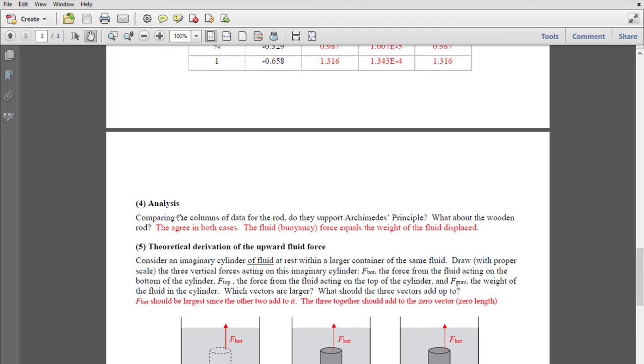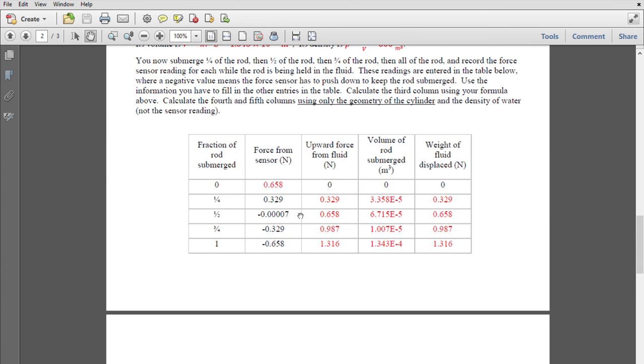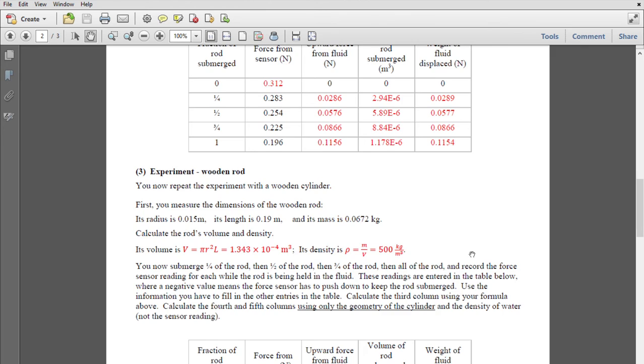Now, let's see. The next question is, in both of these cases, do they agree with Archimedes' principle, which is that the fluid force, or the buoyant force, is equal to the weight of the fluid displaced? We can check that directly in the table here because we calculated the upward force from the fluid just from the force sensor data. And then here, we're calculating the weight of the displaced fluid just from the geometry, and they do agree. These two columns are exactly the same there. So that verifies Archimedes' principle.